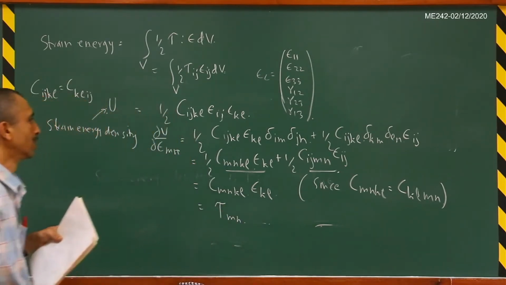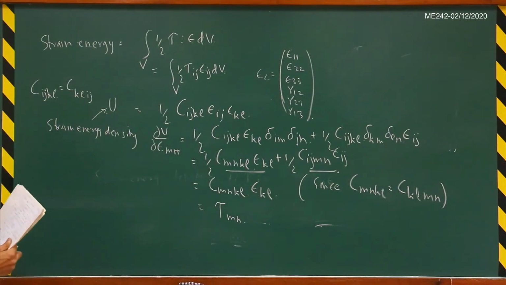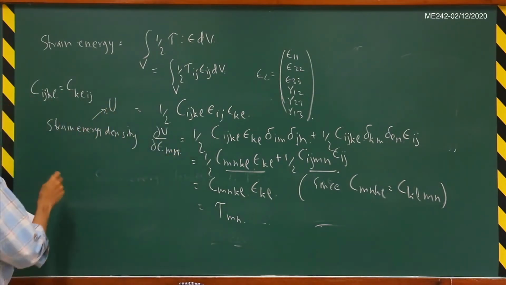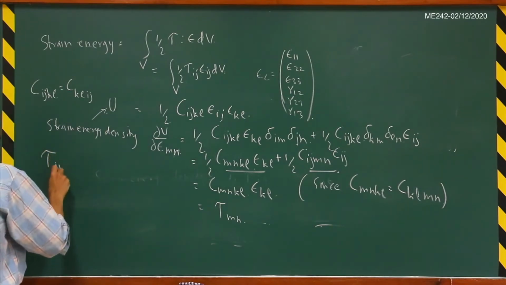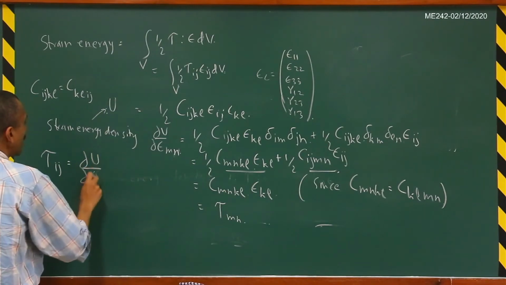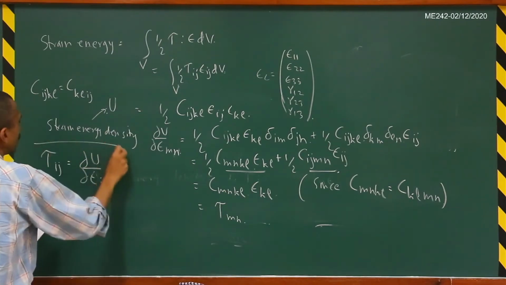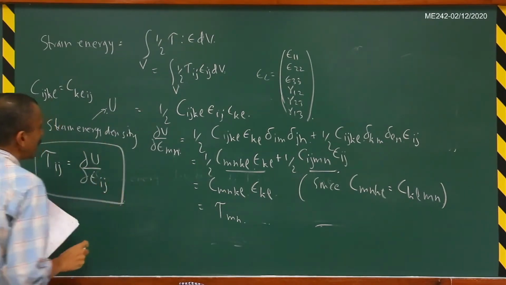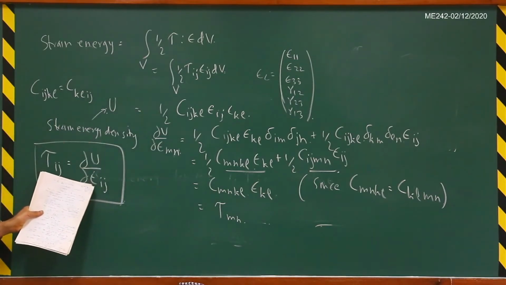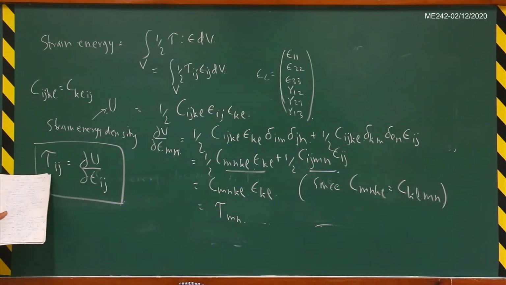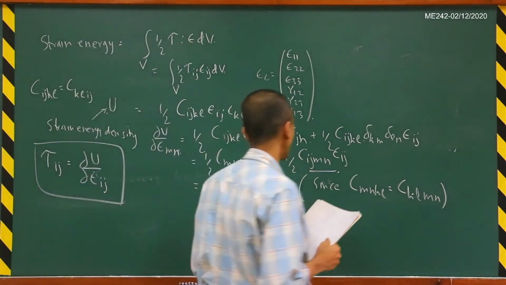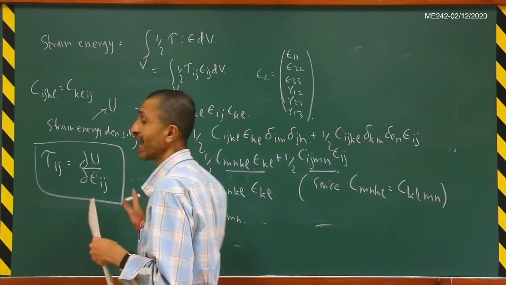So what we have seen now is that basically tau_ij is equal to del U by del epsilon_ij. So this is the relation. So if you basically differentiate the strain energy density with respect to the strain, then you get the stress. Okay, so as I said, such a material is called a hyperelastic material.